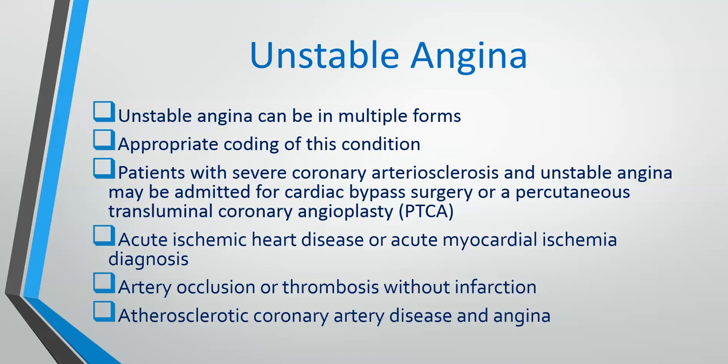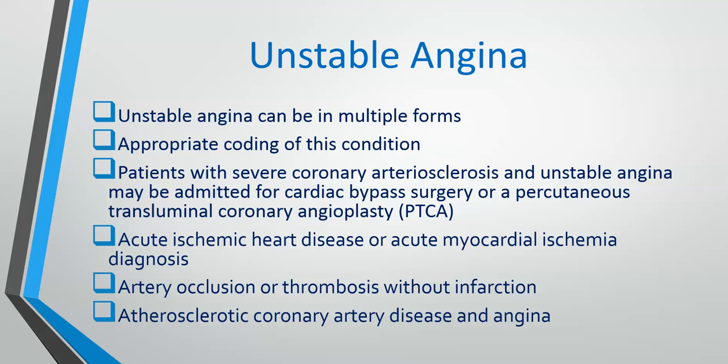So the next one is unstable angina, and unstable angina includes conditions described as accelerated, crescendo, intermediate coronary syndrome, pre-infarction, or worsening effort angina. This occurs after less exertion than in angina pectoris. The pain is more severe and is less easily relieved by nitroglycerin. Without treatment, unstable angina often progresses to an acute myocardial infarction.